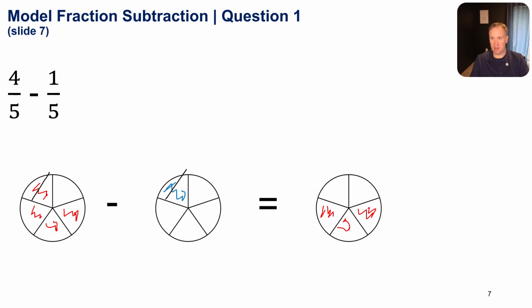So if I have a common denominator of 5 already, all I need to do for subtraction then is to subtract those numerators. So I get to 3/5 here.